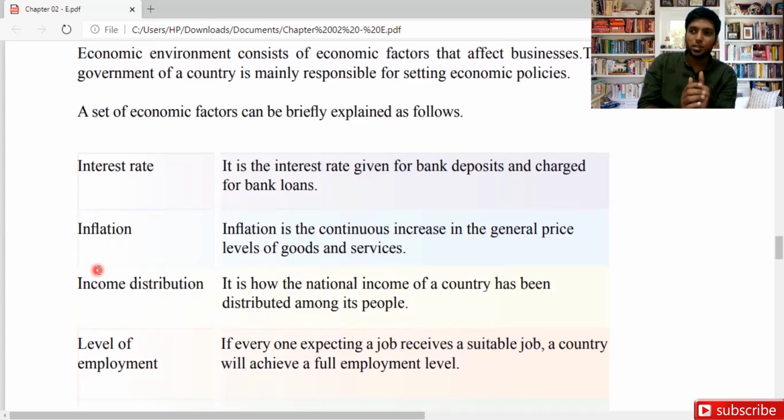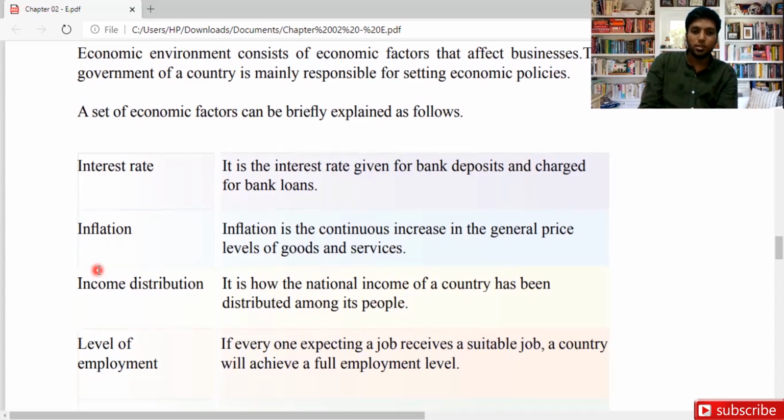So we keep our general price level steady. Today you might see bread at 60 rupees and a coconut at 100 rupees, but still it's okay. But in certain countries like Zimbabwe, the inflation is very high. You need to take almost a bag of money to get something. That is how much inflation they have in their country.